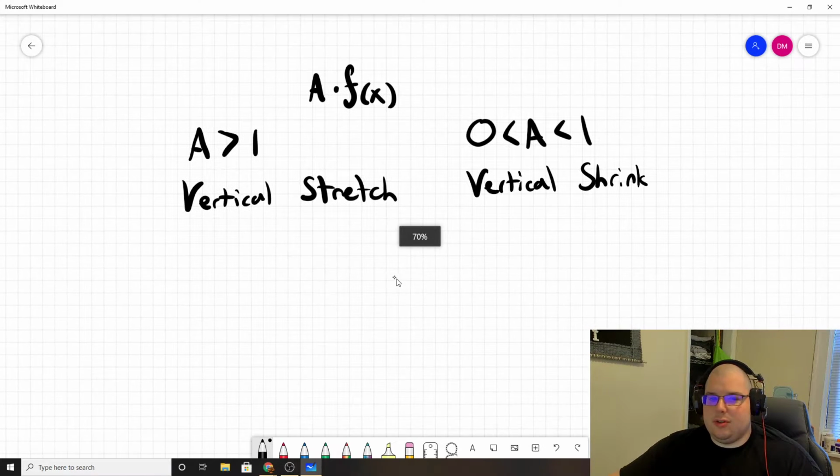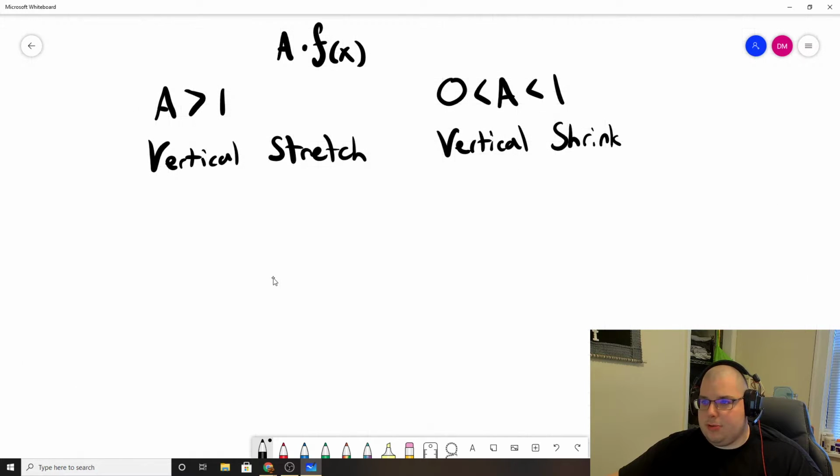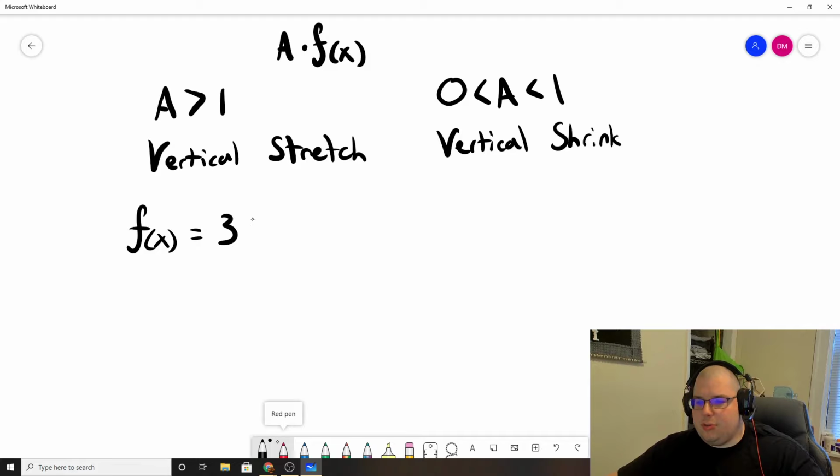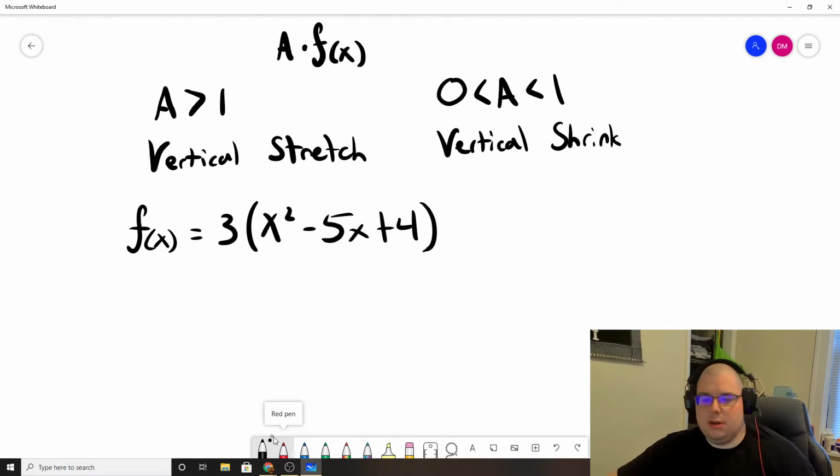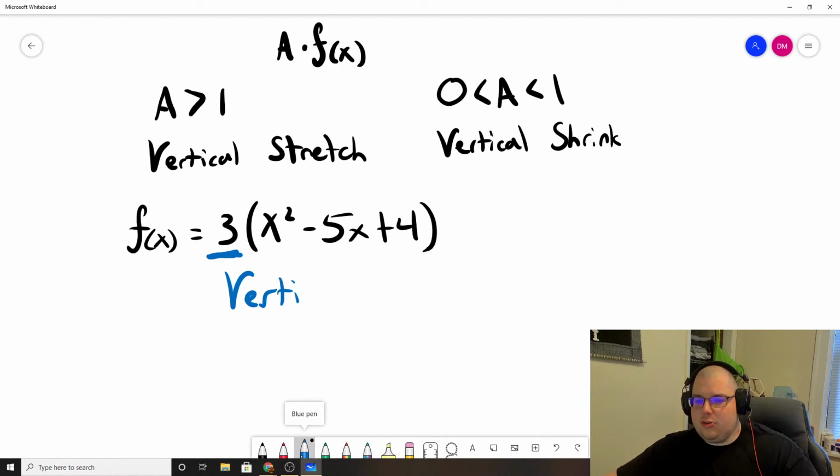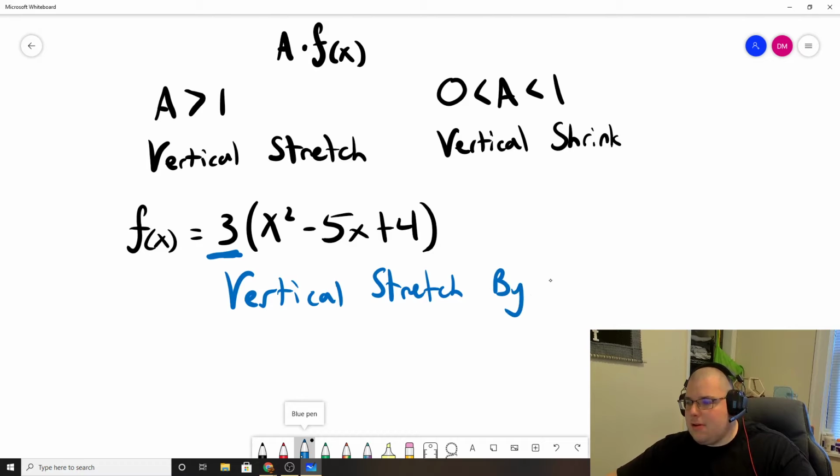So let's look at some examples. If I have the function f of x equals 3 times x squared minus 5x plus 4, this 3 out in front is bigger than 1, so this is going to result in a vertical stretch by 3.